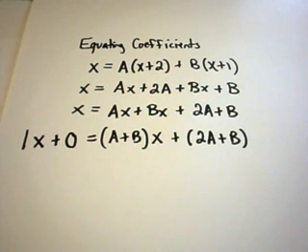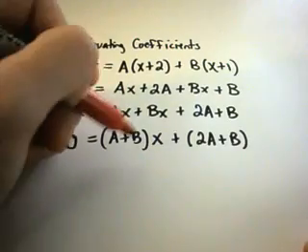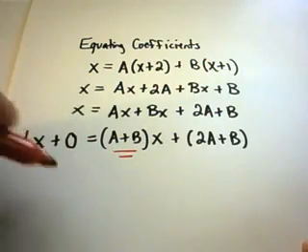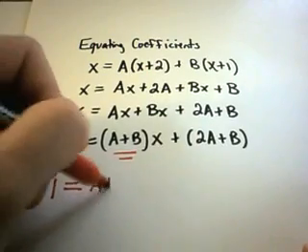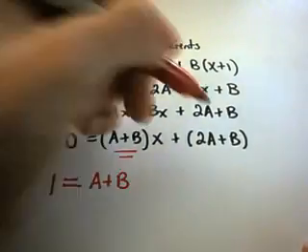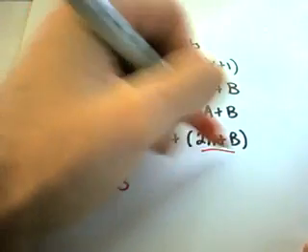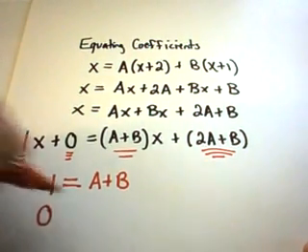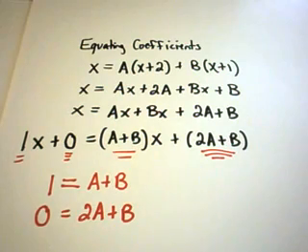And this is where the equating of the coefficients comes into it. The coefficient in front of the x on the left side is 1. The coefficient in front of the x on the right side is a plus b. We now equate those things. That means 1 has to equal a plus b. And then we do the same thing with our constant term. I've got 0. Well, my constant term on the right side is this 2a plus b. We set that stuff equal to each other as well. 0 equals 2a plus b.